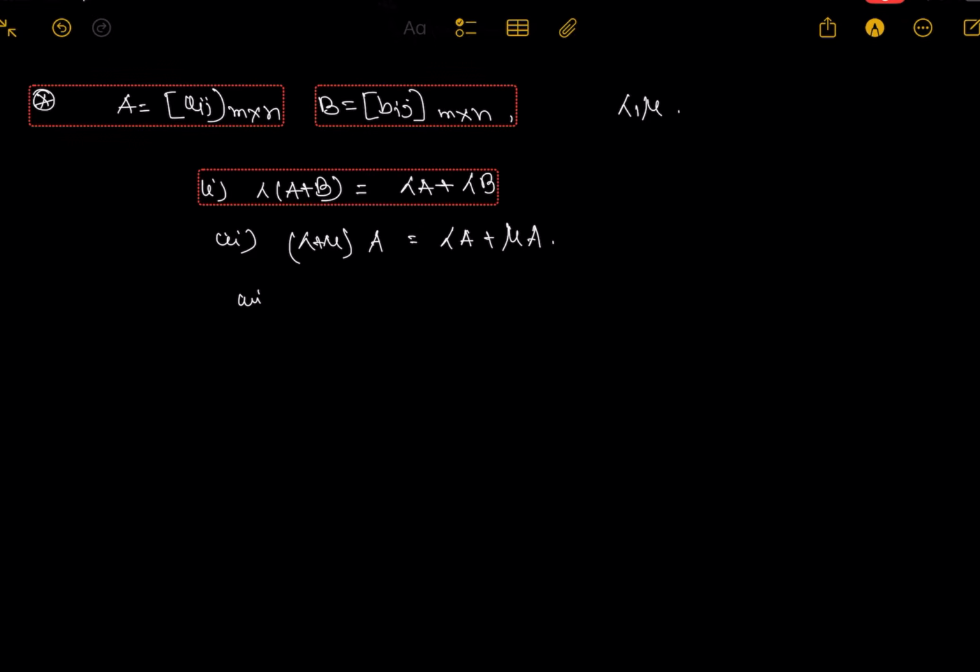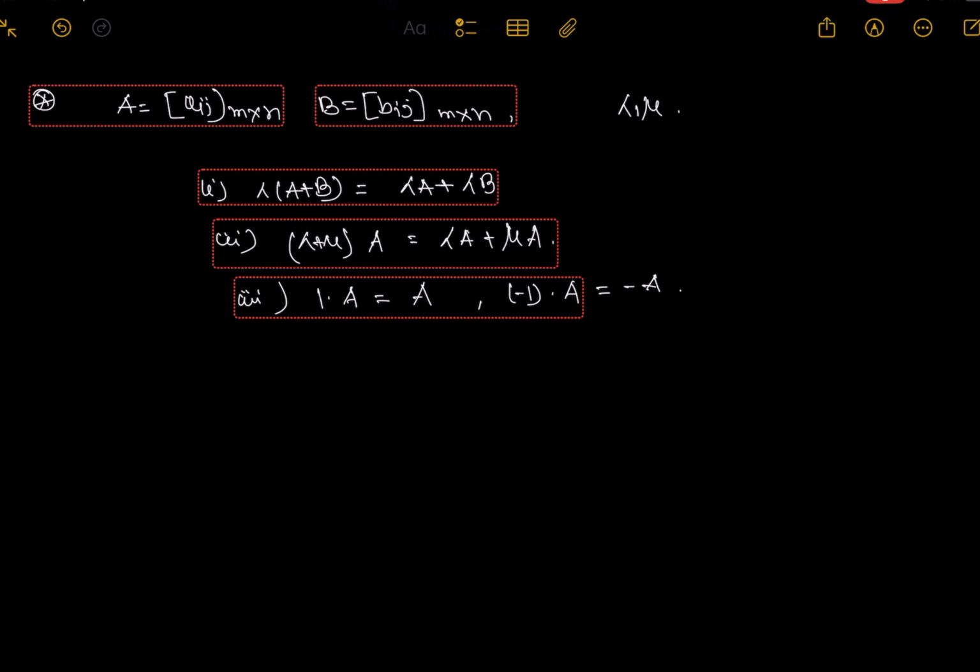Property number 3: 1 as a scalar multiplied with A gives the same matrix, and minus 1 as a scalar multiplied with A gives minus A. These are some special kinds of properties in matrix multiplication. After that, we go to one of the most important things. What is the transpose of a matrix?